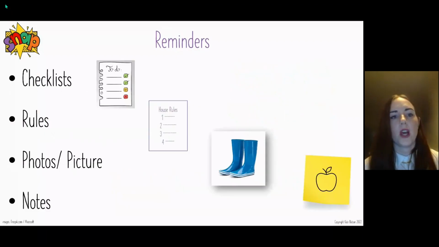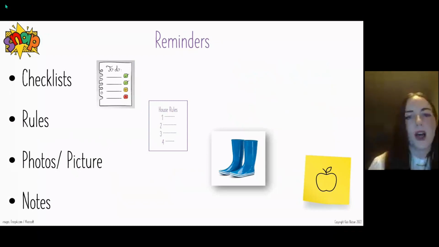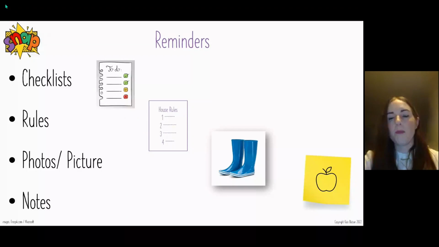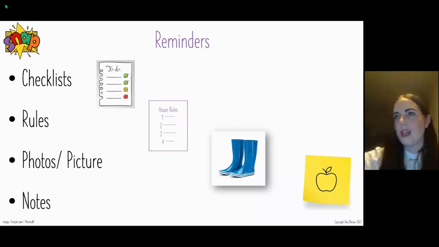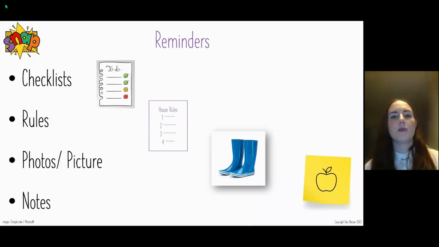And reminders, so things like checklists, and this doesn't have to be a written checklist that we might use as an adult, or our young people might use. It might be pictures. Like, what do I need in my school bag before I leave? What do I need to have on my person before I go out of the house? We can have those images up. We might use them to display visually our house rules.